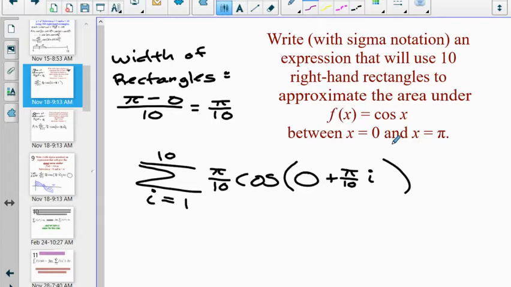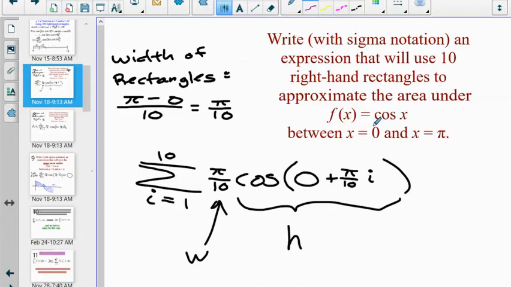I want to write in sigma notation what is the area under the curve f of x equals cosine of x between 0 and pi. If my interval is between 0 and pi, dividing up into 10 rectangles, the width of each rectangle is pi over 10. So there's the width of the rectangle. And then the function is cosine of whatever.